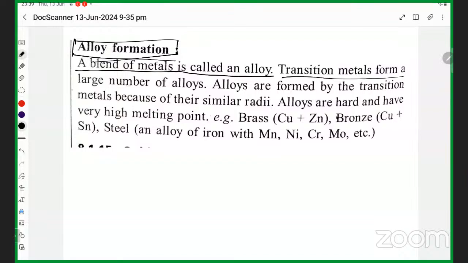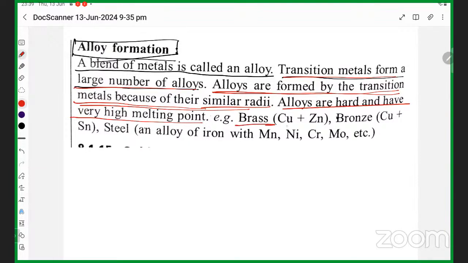Transition metals form a large number of alloys. Alloys are formed by transition metals because of their smaller radii. Alloys are hard and have very high melting points, like brass. Zinc plus copper is brass. Copper plus tin is bronze. Steel is an alloy of iron, Mn, Ni, Cr, Mo, etc.